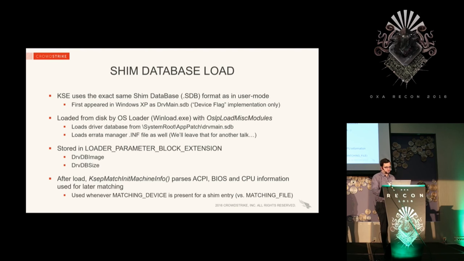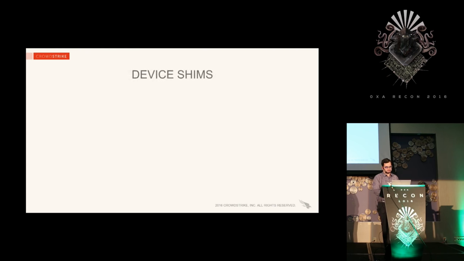Now, when you have user mode shims, you can associate a user mode shim with a particular binary. What's cool in the kernel shim engine is you can associate a shim with a particular type of device. So you can say, if you have this type of ACPI table, and you have this type of BIOS, and this type of CPU, then this shim applies to you. So it does some of that lookup in there as well.